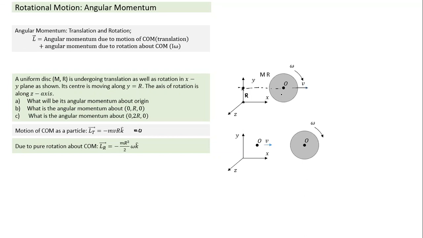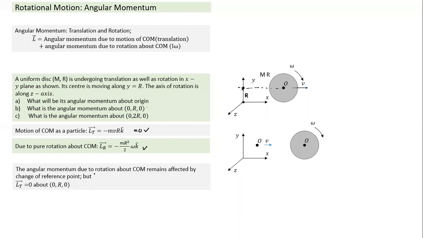Angular momentum due to rotation will not depend on choice of this point here. This term will remain same. This term, because perpendicular distance is varying depending on choice here, will keep on changing here, here, and here. Other term will remain constant. So in second case, angular momentum due to rotation about center mass remains unaffected by the change of reference point. So the translation becomes 0, if it is about this point.